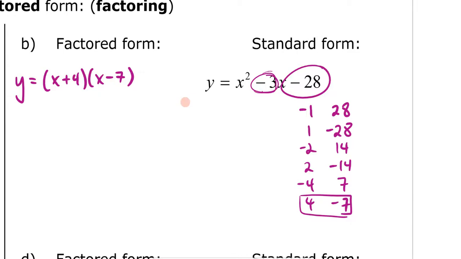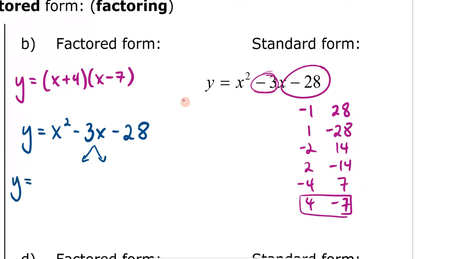Okay. Now, let me show you one more thing. What's really happening behind this math? If I took y equals x squared minus 3x minus 28, what we're really doing mathematically is taking this middle term, minus 3x, and splitting it up. So I could rewrite the equation as y equals x squared, and minus 3x could be written as plus 4x and minus 7x minus 28.